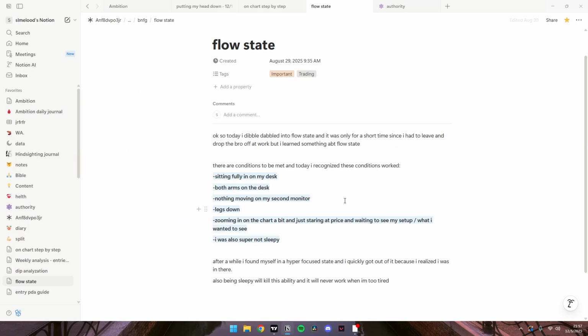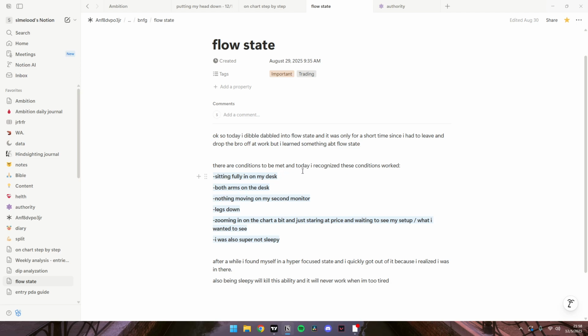So this is the notion I got on that flow state. This heightened state of focus, flow state, is something I'm trying to tap into after I felt it for the first time because it's just so incredible. And these are kind of conditions. I don't even look at this notion anymore. The point is, you just want to eliminate distraction and really look in at the chart and lock in.